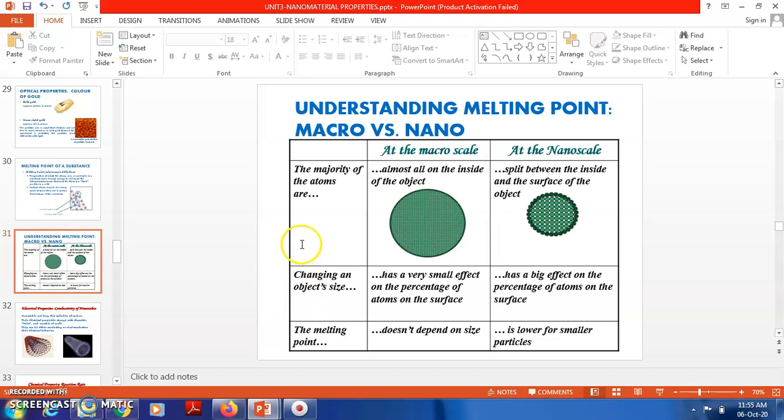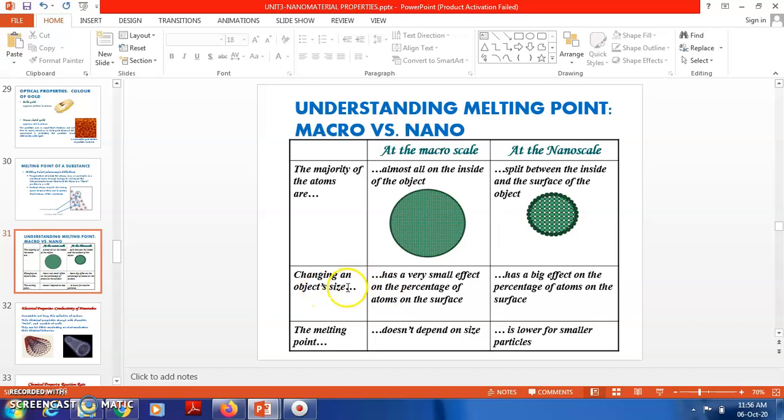Next, understanding melting points with the help of macro versus nano. Here I consider the macro object. The majority of the atoms are on the inside of the object, and only a small number of atoms are on the outer surface. But in the nano object, the number of atoms inside is very small, and more atoms are available at the surface.